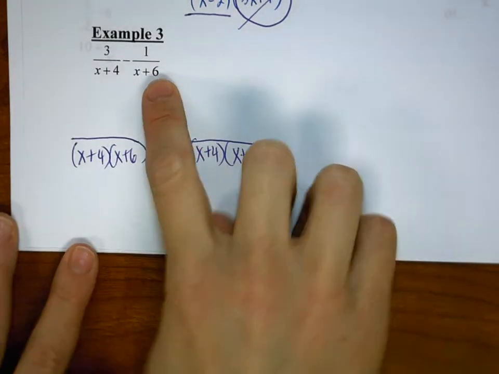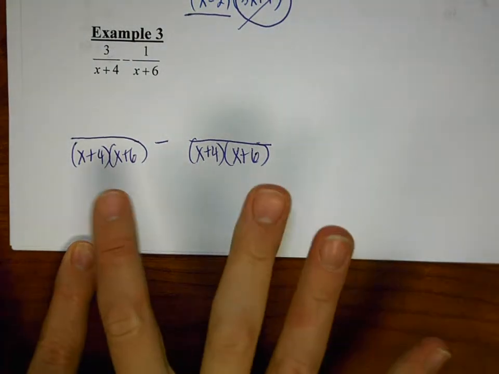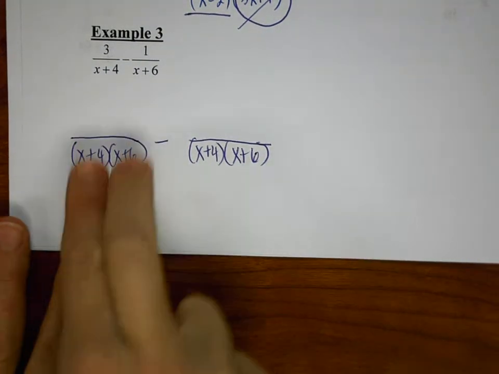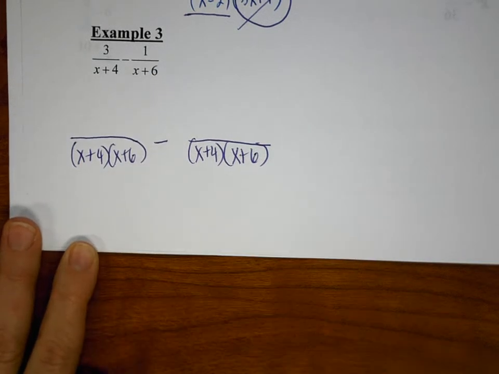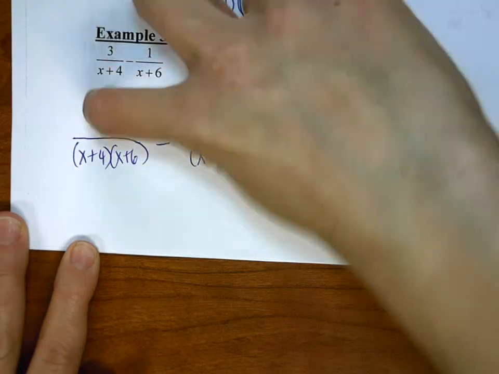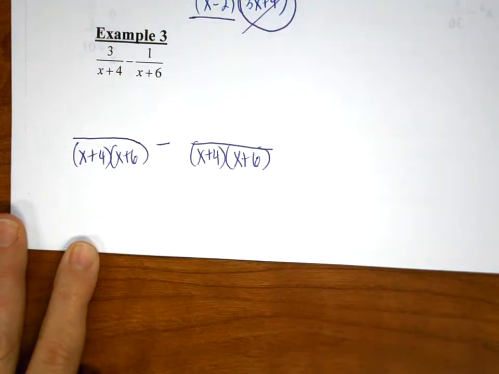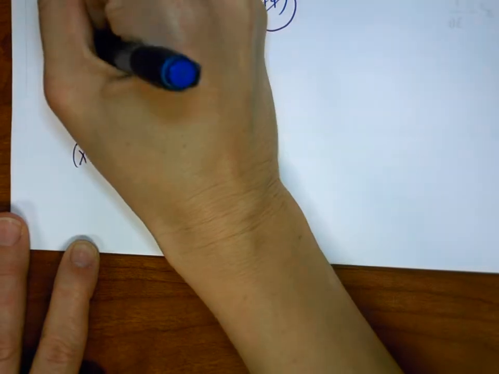So it's just like if my bottom was a 3 and a 5. I'd have to multiply them together and my bottom would be 15. So I'm multiplying x plus 4 and x plus 6 together for the bottom. So if this one has x plus 4, what do I need to multiply the top and the bottom by to get this common denominator? Good.